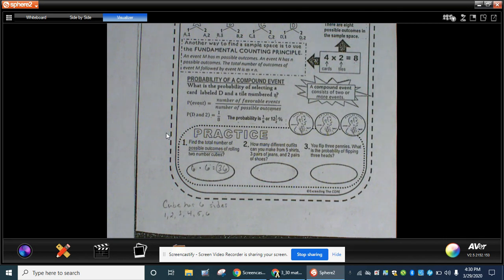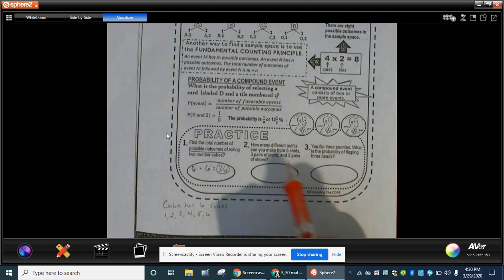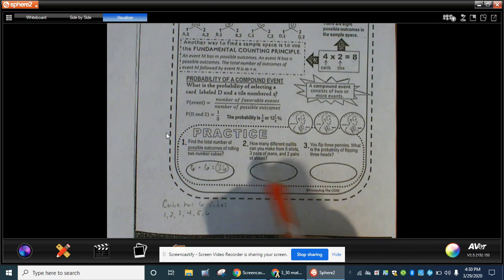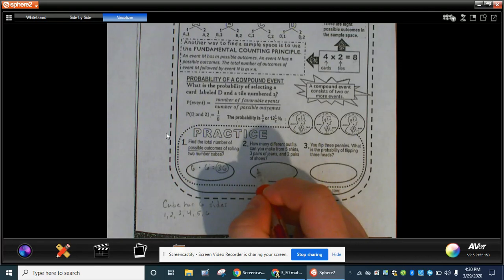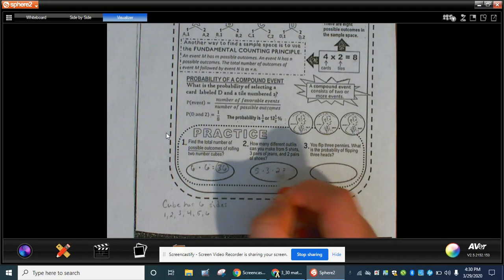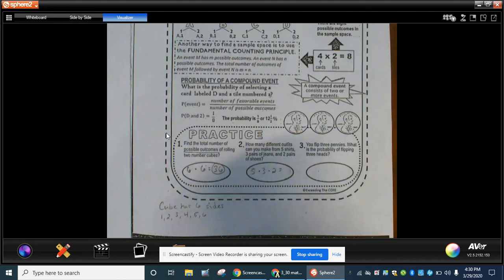So 5 shirts, 3 pairs of jeans, and 2 pairs of shoes. My first event is 5 shirts, second event is 3 pairs of jeans, and third event would be 2 pairs of shoes. So I can just take 5, multiply it by 3, and multiply that by 2. And I can determine the number of outfits I could wear.